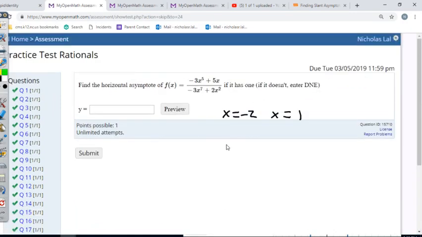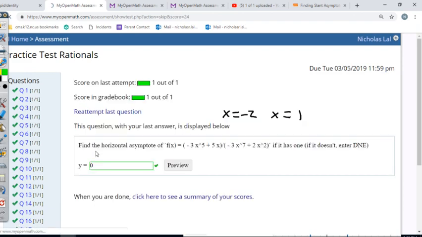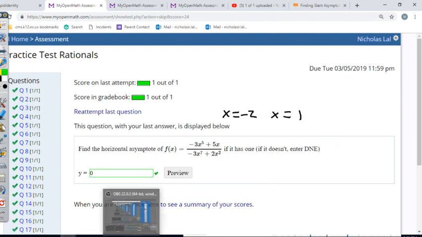25. Horizontal asymptote, the degree is larger in the denominator. In that case, the horizontal asymptote is always 0. All right, that's the video.